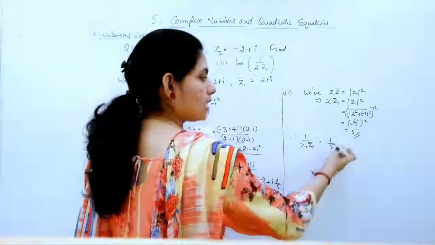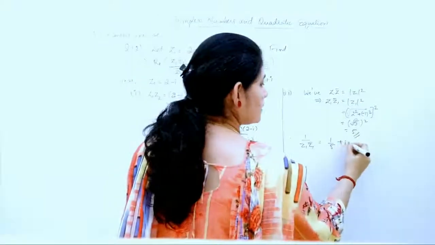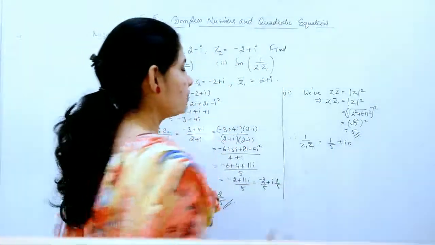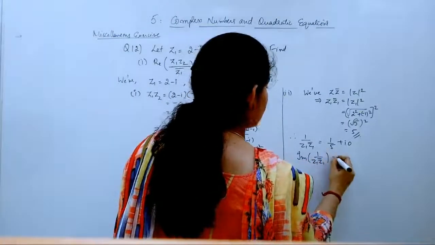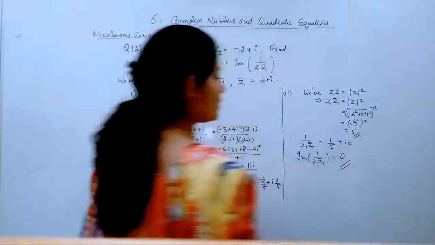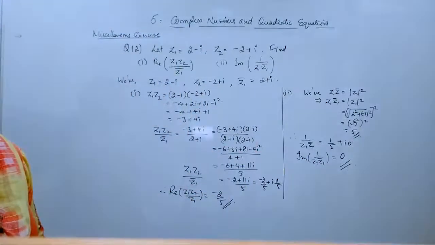So there is nothing to write as the imaginary part. You can just write like this in your a plus ib form. So what is your imaginary part of 1 by Z1 bar? It will be 0, because it has only the real part.